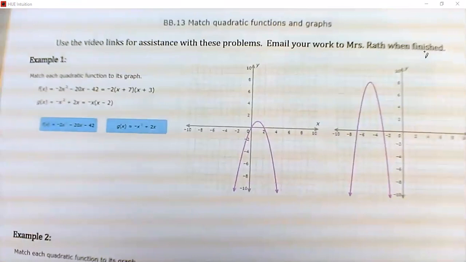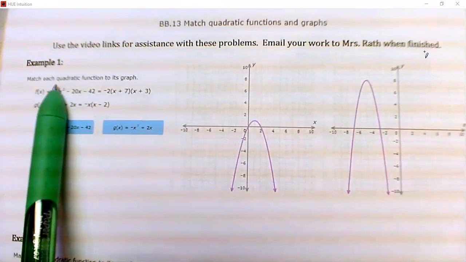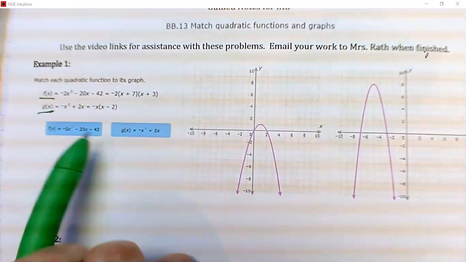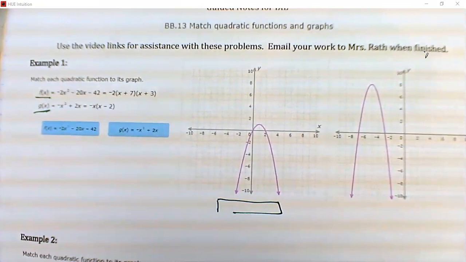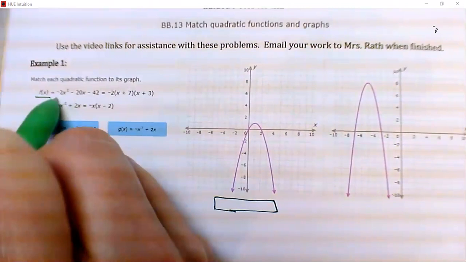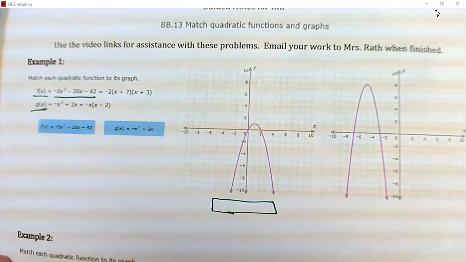So in example number 1, it tells us to match each quadratic function to its graph. I've got two functions. One's called f of x, and one is called g of x. Now on IXL, you would take the blue functions right here, and there's going to be a box below, and you would just drag the answer into those boxes on IXL. Now if we just look at f of x, I have the standard form of the quadratic right here. It's negative 2x squared minus 20x minus 42, and that is the standard form function of the quadratic.